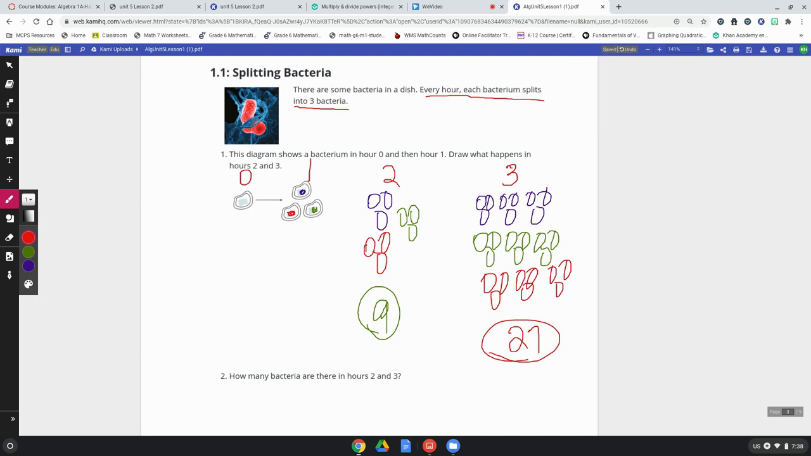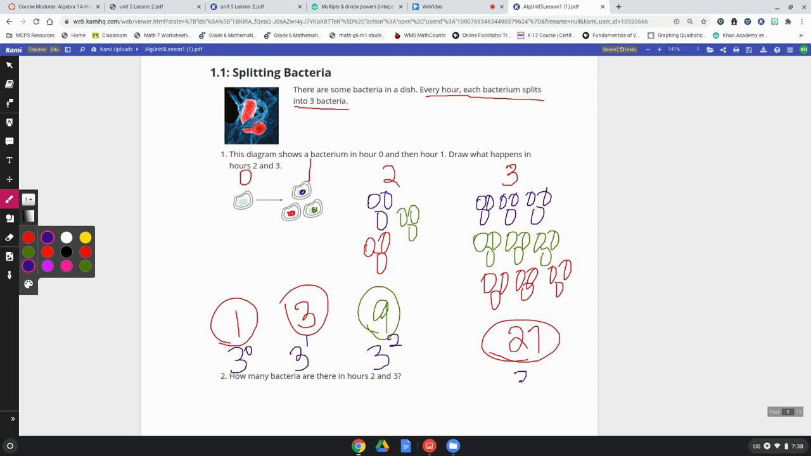Initially there was 1. After 1 hour, there was 3. Then 9 and 27. If you note, these correspond to powers of 3. 3 to the 0 is 1. 3 to the first power is 3. 3 to the second is 9. 3 to the third is 27.